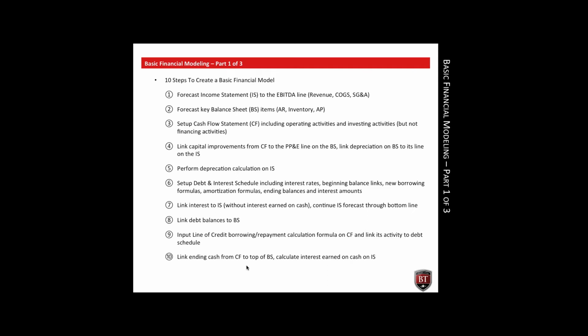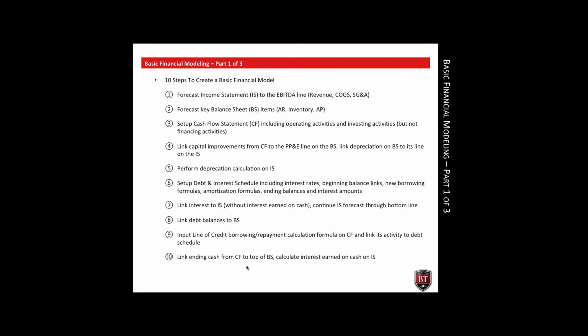So we're going to forecast the operating activities and the investing activities, basically capital expenditures, but not the financing activities at this time. We're next going to link the capital improvements from the cash flow to the PP&E line on the balance sheet and link the depreciation on the balance sheet to its line on the income statement. We're going to perform the depreciation calculation on the income statement in step 5.